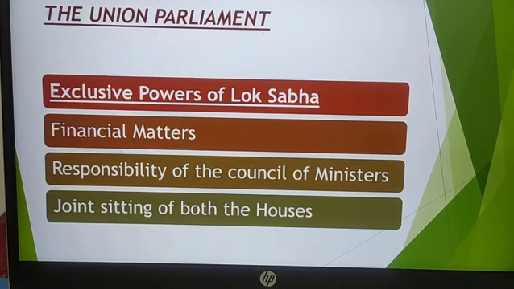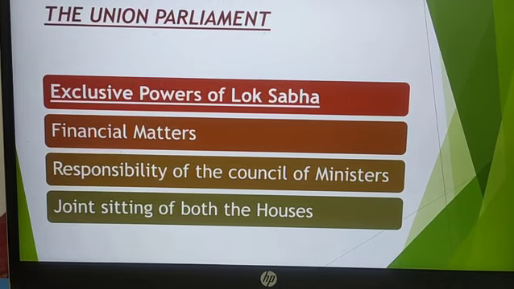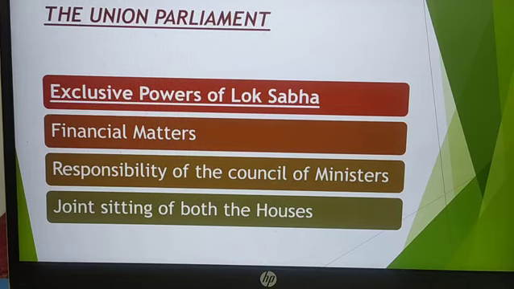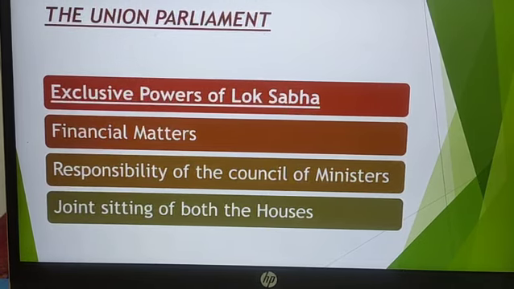Okay. Next is responsibility of the Council of Ministers. The Union Council of Ministers are collectively responsible to the Lok Sabha. An important function of Lok Sabha is to make the government or to throw the government, and this they do by no confidence motion, the second thing. So basically, as we have done earlier, the Union Council of Ministers are collectively responsible to Lok Sabha and not to Rajya Sabha. So this puts Lok Sabha on a higher pedestal as compared to Rajya Sabha.